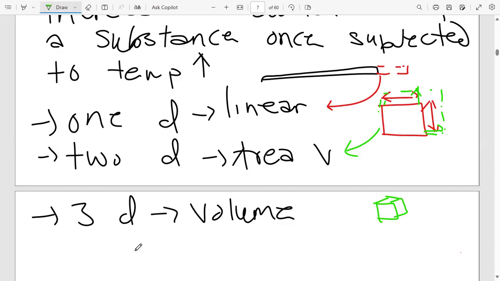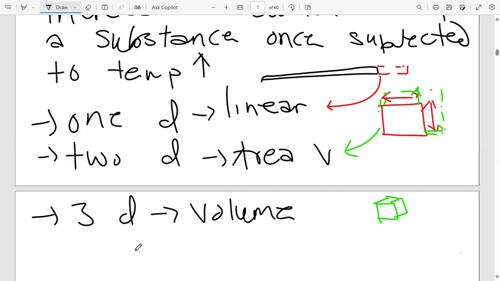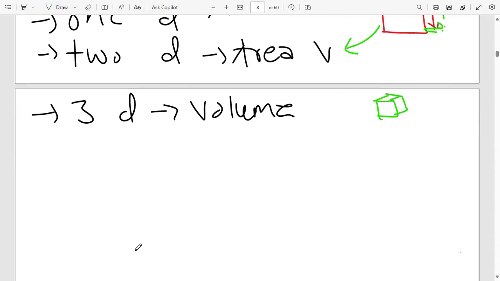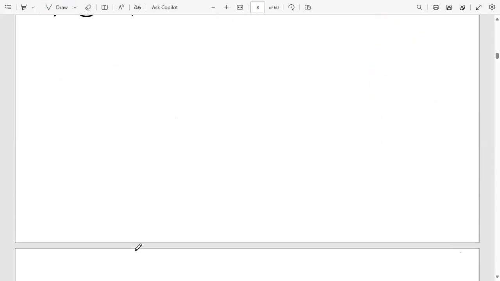So this expansion or these expansions are actually going to vary depending on the number of dimensions that you're talking about. And for each of these that I've described here, they have specific formulas. The change in the dimension that you are going to talk about, all of these have specific formulas. And let me just write the formulas here real quick.